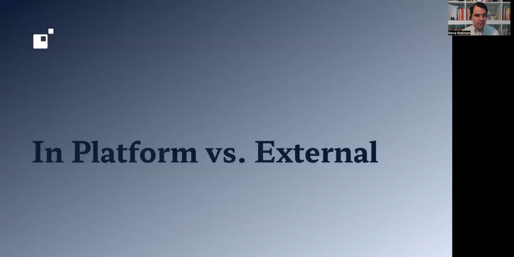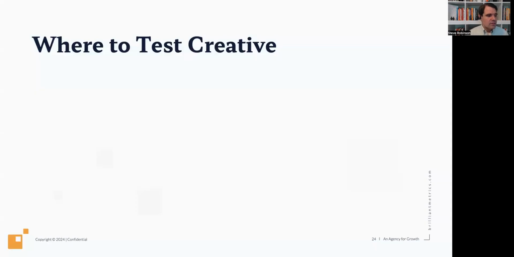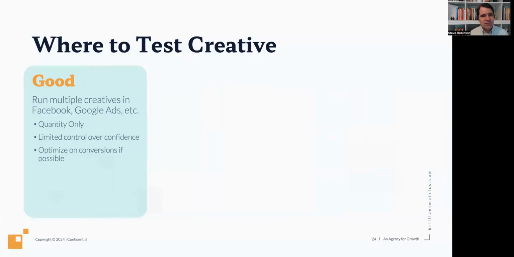All right, in platform versus external. So if I test creative, I can test it in the platform that I'm running the creative on and set up my A/B test there, or I can set up my A/B test in the platform and measure it in Google Analytics, or I can kind of do both. So I'm going to go good, better, best here.